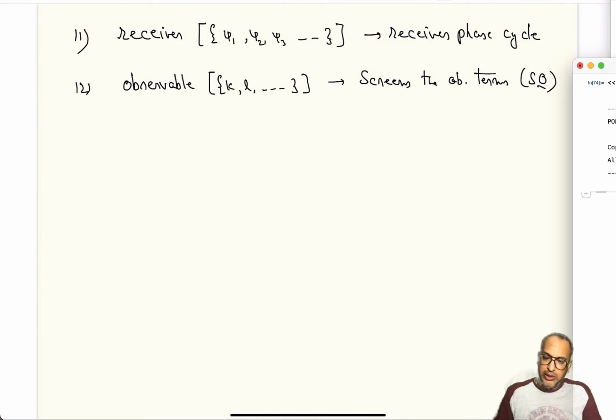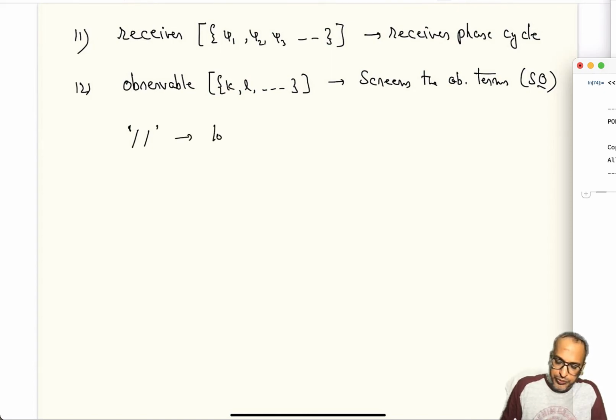Also, because there are so many operators that have to be applied in succession, they have to be separated by this operator, the double slanting lines, forward double slash. So this is to combine two operators applied in succession.